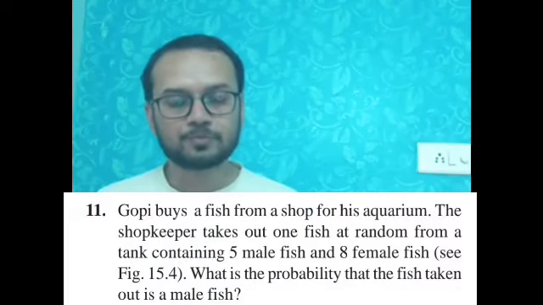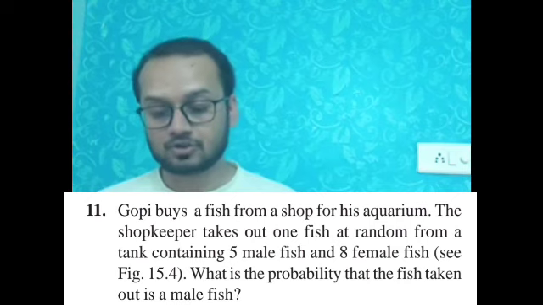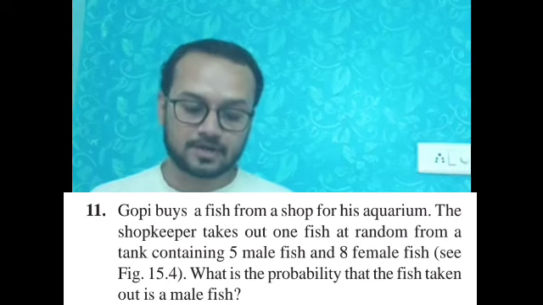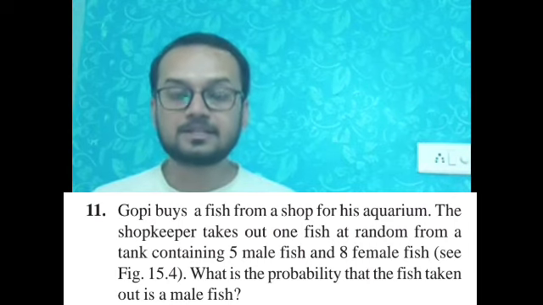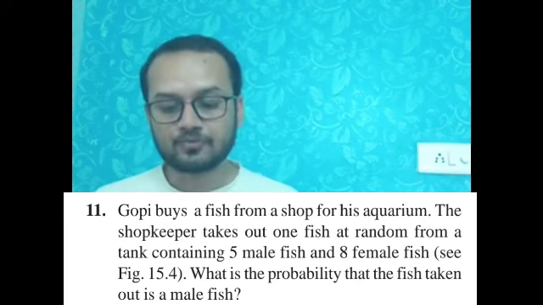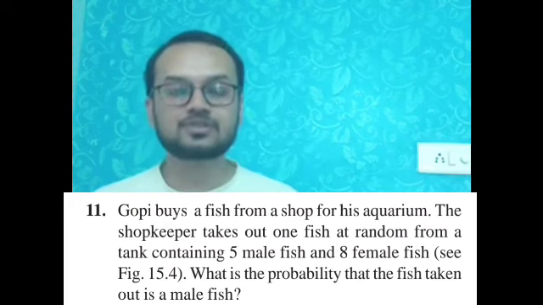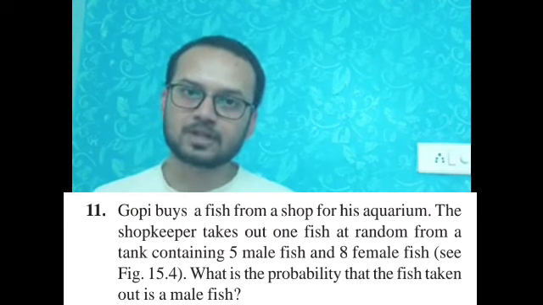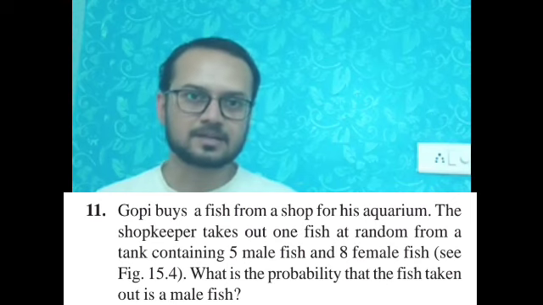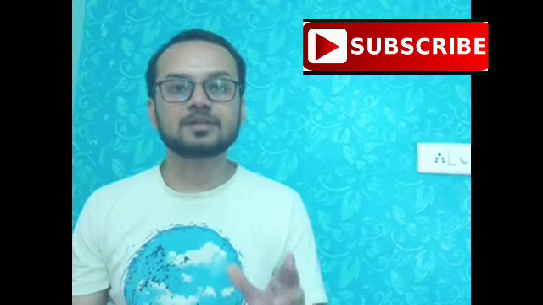Now the next question is question number 11. The question is, Gopi buys a fish from a fish shop for his aquarium. The shopkeeper takes out one fish at random from a tank containing 5 male fish and 8 female fish. Now we have to find the probability that the fish taken out is a male fish. Total number of fish in the tank is number of male fish plus number of female fish. That is 5 plus 8 will be 13 fish. So total number of outcomes in this question is 13.